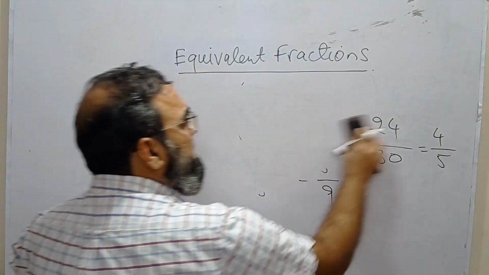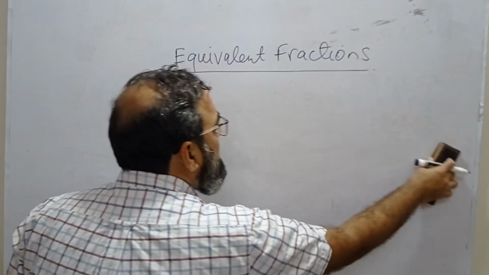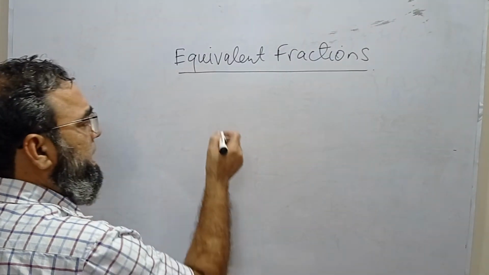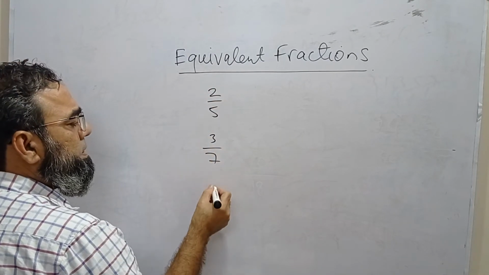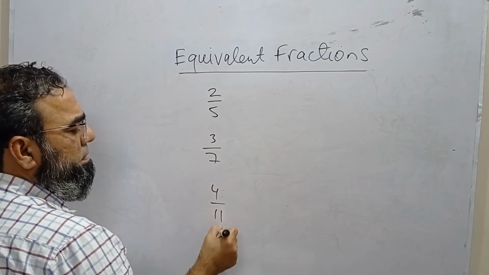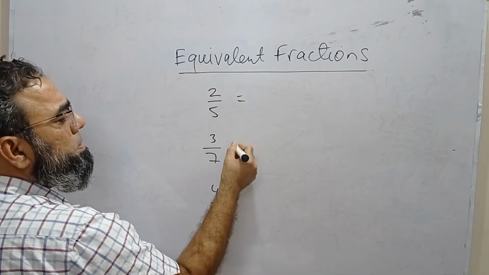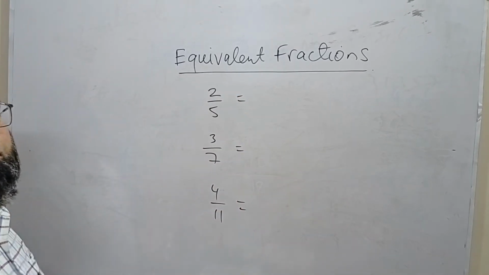I write here some fractions. You try to write at least 2 equivalent fractions of these fractions. Let's say you have 2/5, you have 3/7, you have 4/11. Just try to write at least 2 equivalent fractions.